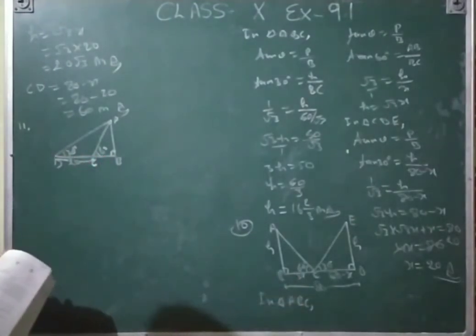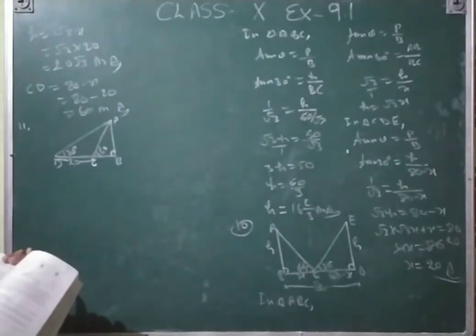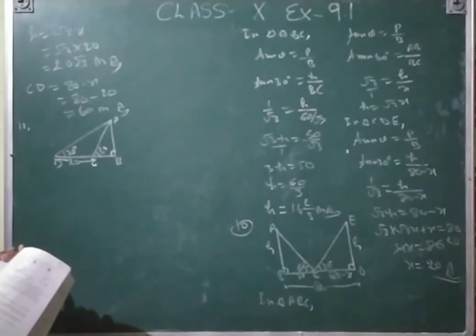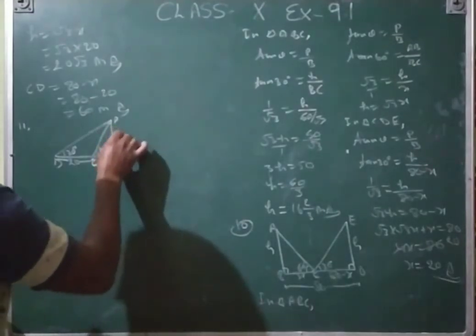A TV tower stands vertically on a bank of a canal. From a point on the other bank directly opposite the tower, the angle of elevation of the top of the tower is 60 degree. From another point 20 meter away from this point, on the line joining this point to the foot of the tower, the angle of elevation of the top of the tower is 30 degree. Find the height of the tower and the width of the canal. So we need to find this one and this one also.